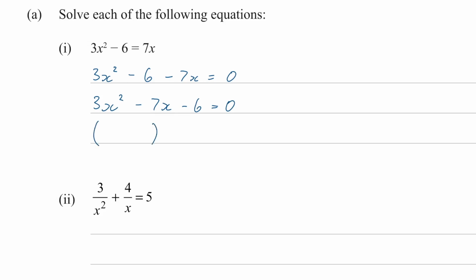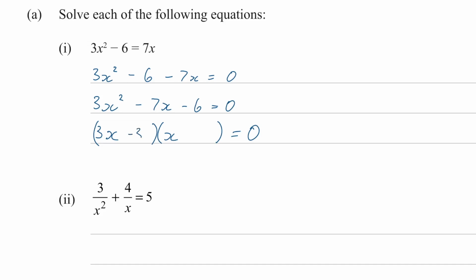So we know we need 2 sets of brackets. Usually we just have x and x here, but notice the x squared term has a 3 in front of it. So the only two whole numbers that multiply to 3 would be a 3 and a 1. So I'm going to just put 3x and x, because when we expand that out, we'd get 3x squared. And now we need to think of two numbers that multiply to -6. So I could think of 2 and -3, or -3 and +2. And let's just try these ones out.